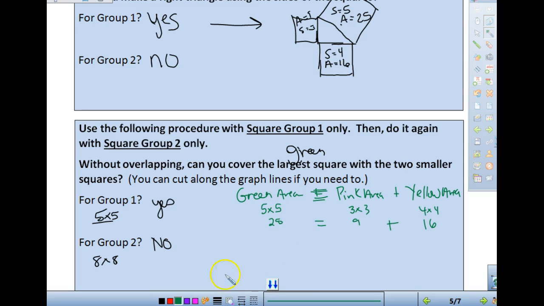Okay, but in group 2, what was our green area? Our green area was 64, right? In group 2, it was 64, 8 by 8. And the pink area was still 9, right? 3 by 3. And the yellow area in group 2 was a 6 by 6, which meant an area of 36. And 9 plus 36, is it ever going to equal 64? No, it's going to equal 45, right? But 45 is never equal to 64, right?